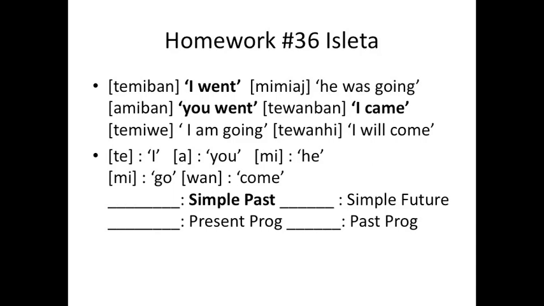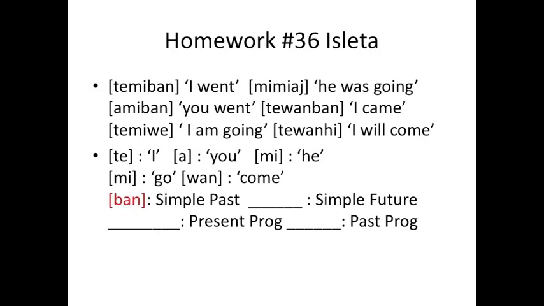So we look at what these words have in common, and we see that bon occurs in both sets. And we know that me refers to go, because both words refer to going. It's went here because it's past. And then we know that a refers to you and te refers to I. So that just leaves bon, which is the simple past. So we can go ahead and fill that in. And we have bon for simple past.